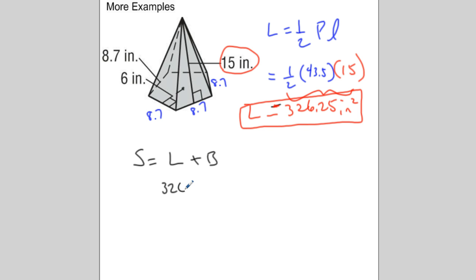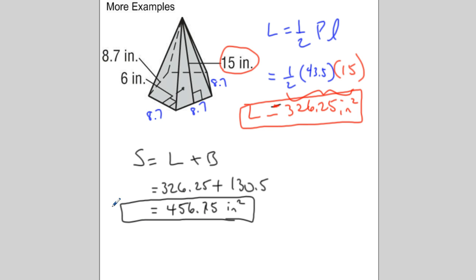So if we go back to surface area once again, it's the lateral plus the base. Lateral is 326.25. The base that we just calculated was 130.5. You add up these two numbers, and I believe you'll get 456.75. This is area in inches, so it's inches squared for your surface area. This includes all the sides, lateral, plus the base.